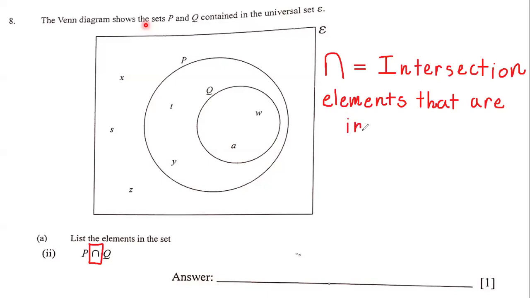So what does that mean? That means that once it's inside of both, then it's common. It has to be inside of both sets. The elements that are in common.